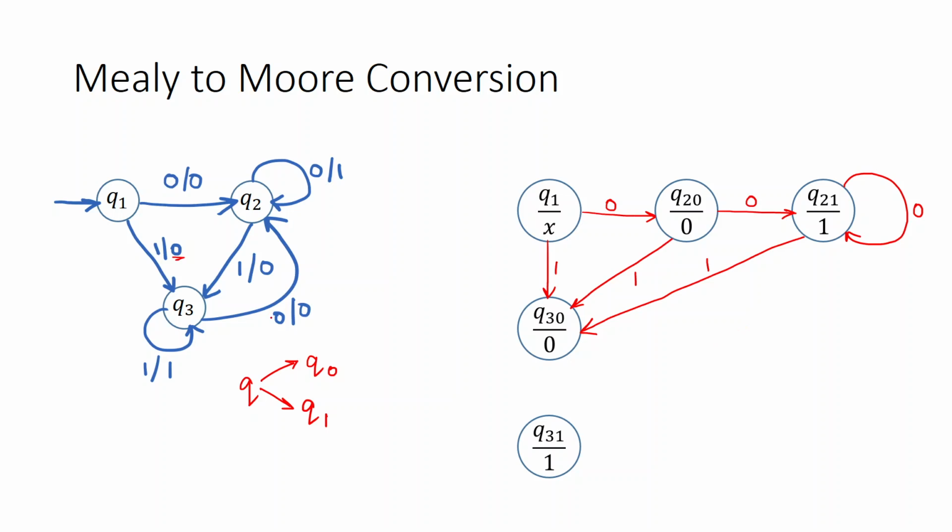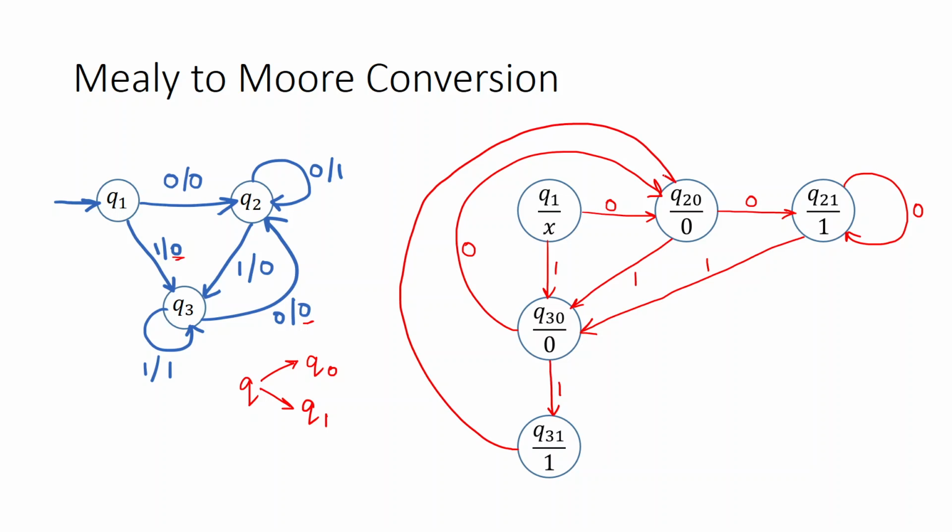What about Q3 now? Q3, you see, when you are giving 0, you are going to Q2 0. So from Q3 0, if you are giving 0 input, you are going to Q2 0. If you are giving 1 input, you are coming to Q3 1. Similarly, in Q3 1, if you are giving 0 input, you are going to Q2 0. Like this. And when you are giving 1 input, it is a self loop.